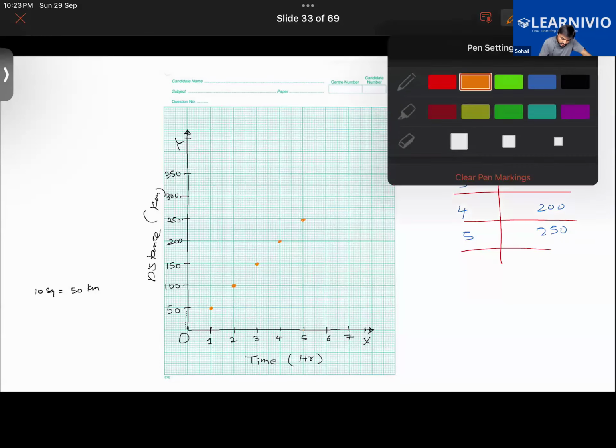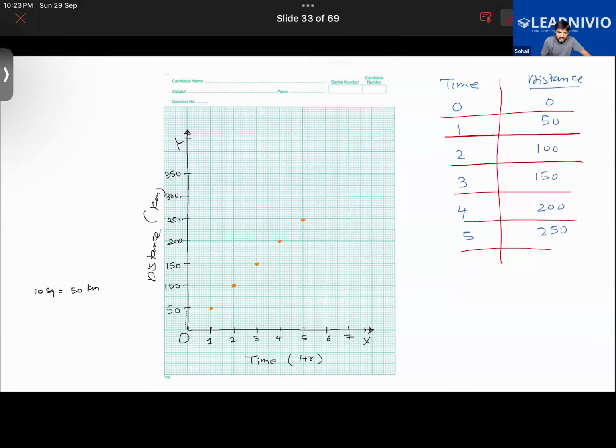All right. Now you guys can note down that this is (1, 50). This one is (2, 100). Remember abscissa and ordinate. I told you moments ago: one is the abscissa, 50 is the ordinate. Two is the abscissa, 100 is the ordinate. So here the abscissa will be 3, and the ordinate will be 150.